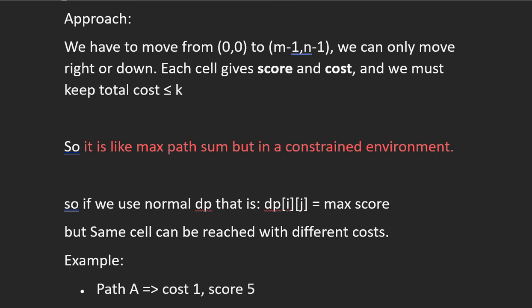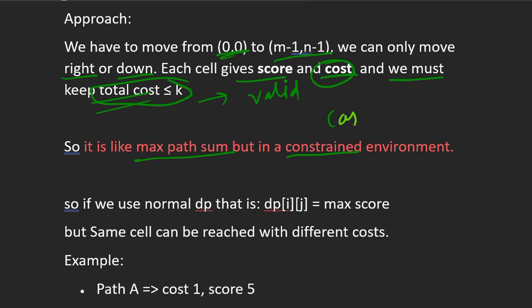What we have to do is move from 0, 0 to m minus 1, n minus 1, and we can only move either in the right direction or in the down direction. Each cell will give us a score and a cost associated with the score. We have to keep the total cost lesser than or equal to k for the path to be valid, right? So basically this question is like a maximum path sum, but there is one more constraint of the cost.